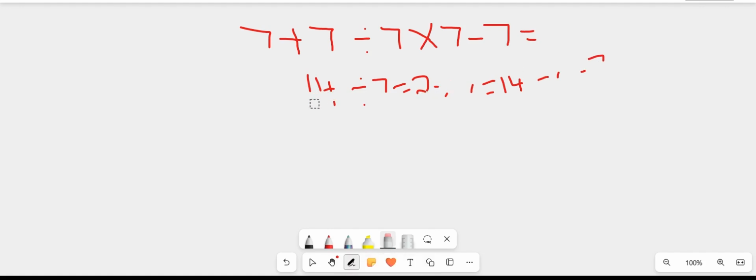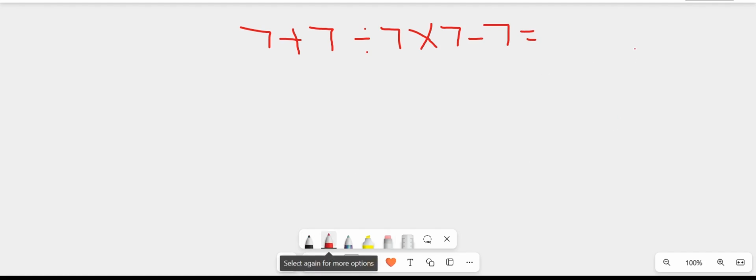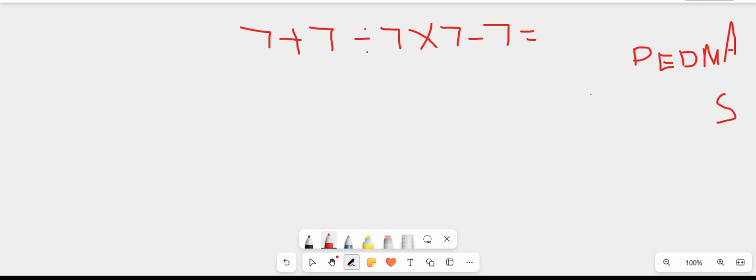So we have discussed the rule of operation, that is the BODMAS rule, in the last video itself. For such patterns we need to solve using the BODMAS rule, right? BODMAS: B for parentheses, E for exponents, D for division, M for multiplication, A for addition, and finally S for subtraction. Okay, this is the BODMAS rule.